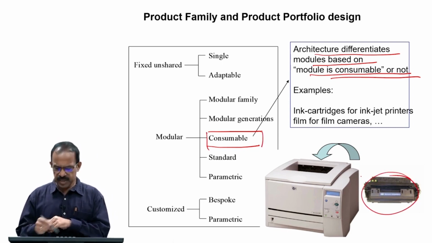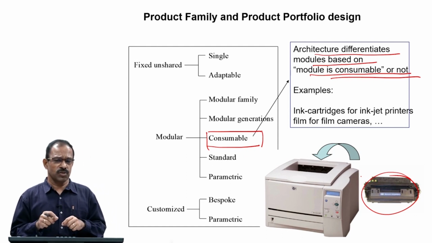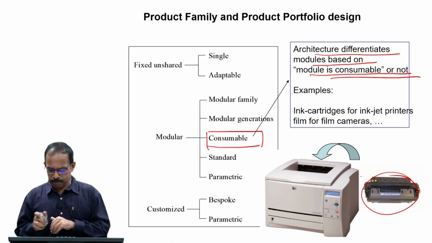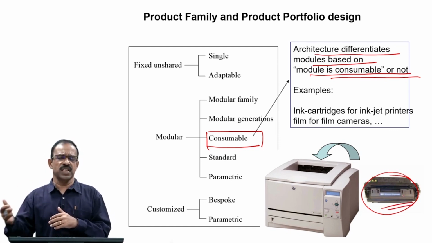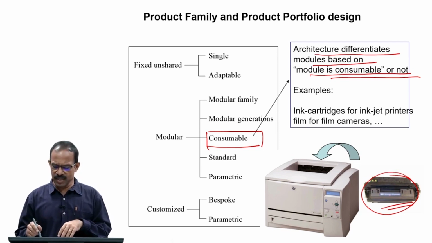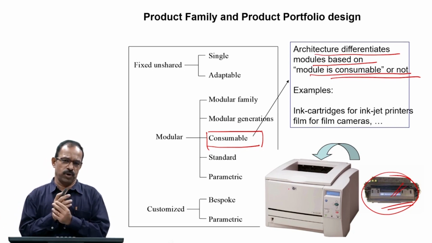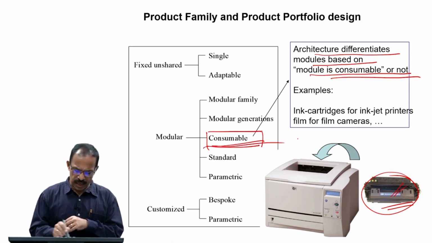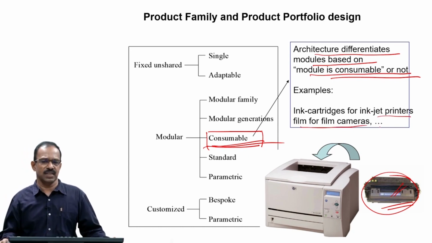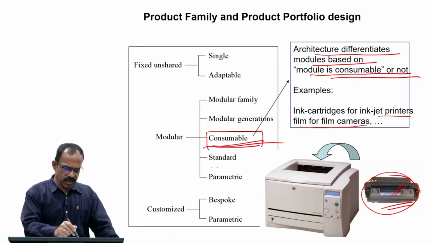For example, the printer, the toner is a consumable in this case. So, they will make this a module, so that you can attach any kind of compatible consumables to this product, and even if there is a change in the consumables used, you will still be able to offer this product by changing the consumable and making sure that this consumable can go into the product. So, that is known as the modular consumable architecture. Ink cartridges for inkjet printers, film for film cameras etc. are the consumables architecture. And the next one is the standard architecture.